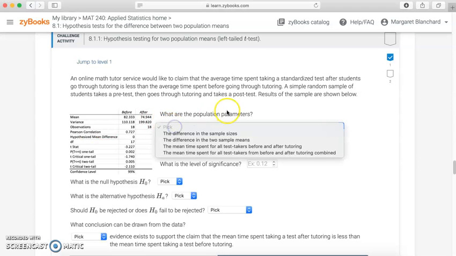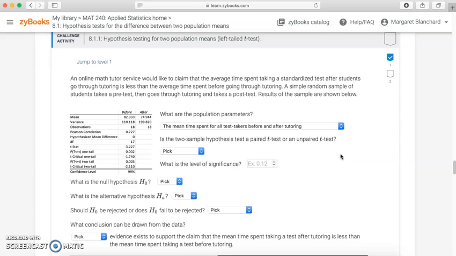So here we have the difference in sample sizes. We could not care less about sample. Well, we do care about sample size. That's not the right thing to say, but that's not what our test is trying to look at. The difference in 2 sample means. Not exactly. That's getting closer. What we're actually looking for is the mean time spent for all test takers before and after tutoring.